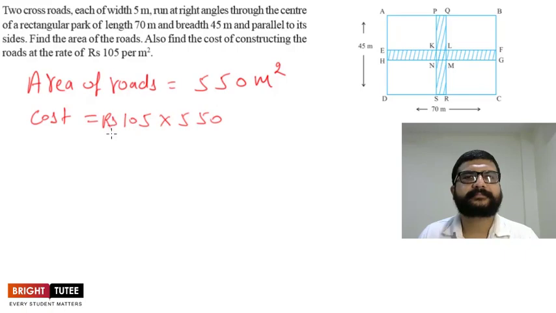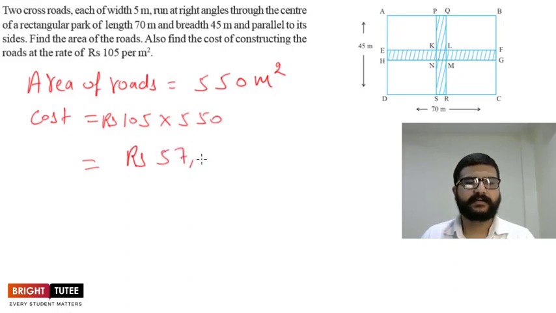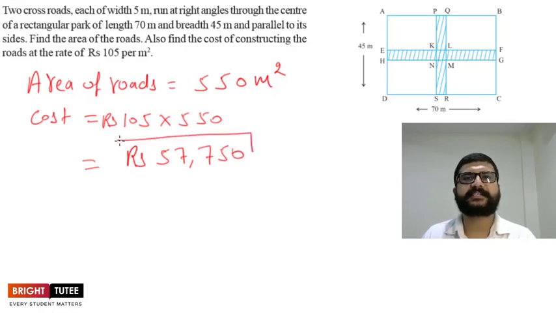rupees. Now 105 into 550, we just have to find this product, and we know how to multiply two numbers. So by multiplying 105 with 550, we will get rupees 57,750. So this is the total cost of constructing the roads, and the area is 550 square meters.